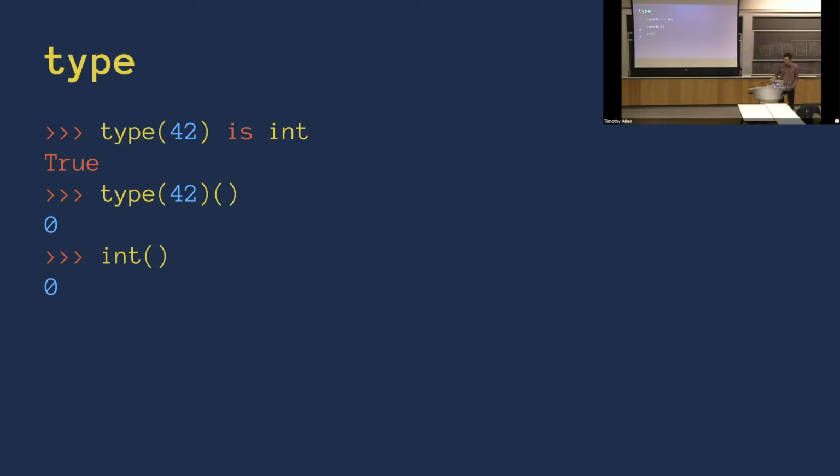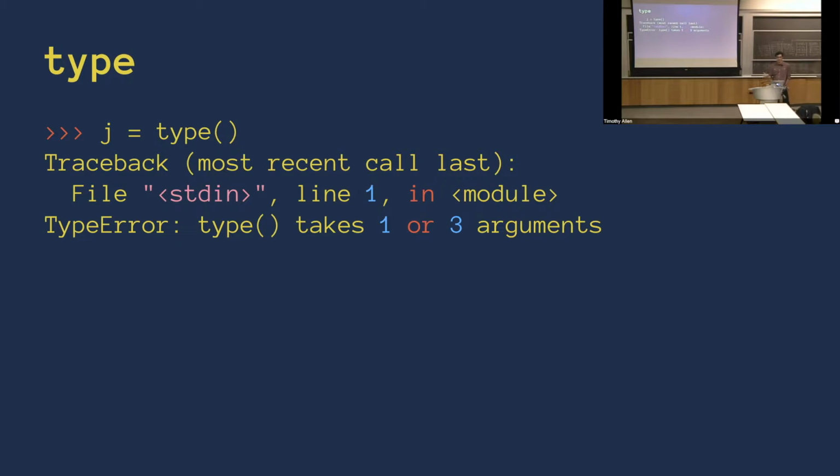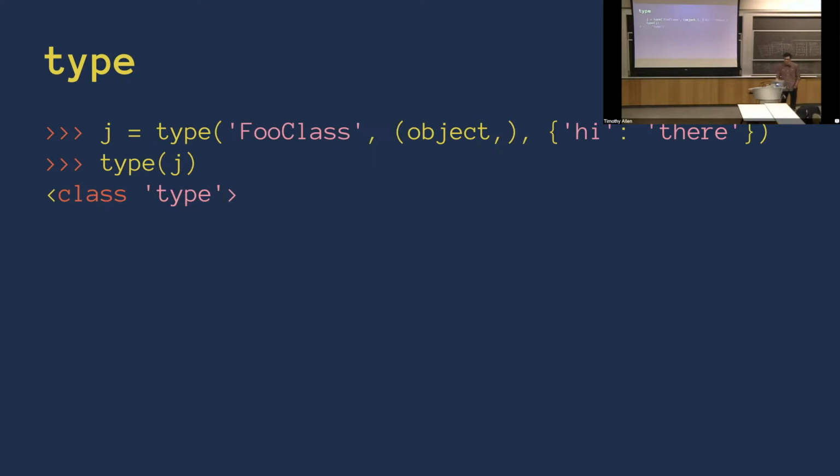So if we can do this, can we just instantiate a type? Just say type open-close parens and do what Jeff originally wanted to do when he was irked? The answer is no, we can't do this, but we're close. We get a type error here, and it says type takes 1 or 3 arguments. 1 was originally what we were doing, and we gave 42 to type, and it told us what the class was. 3 arguments, you might ask, what are they? This is basically how we can dynamically instantiate a class. The first argument is the class name, so it's a foo class. The second argument is the base classes, and the third is any attributes on that class.